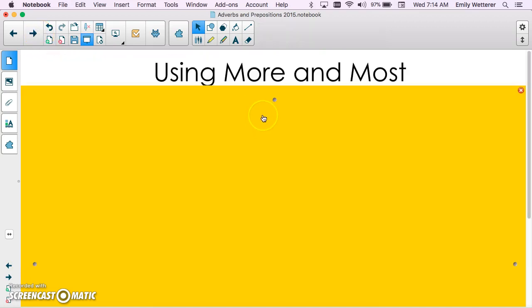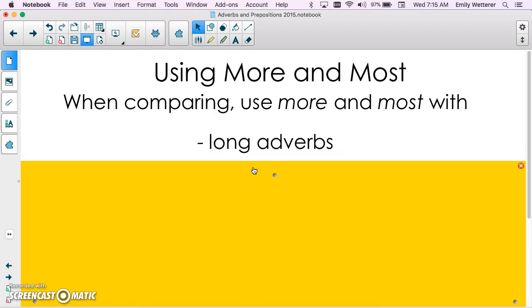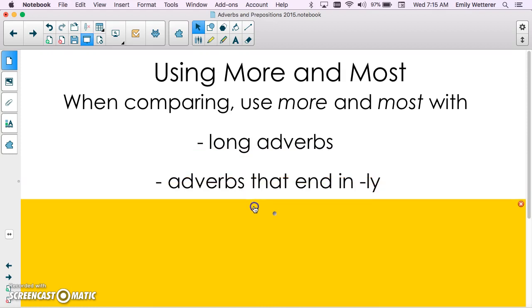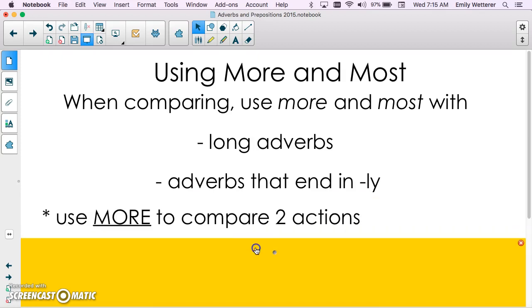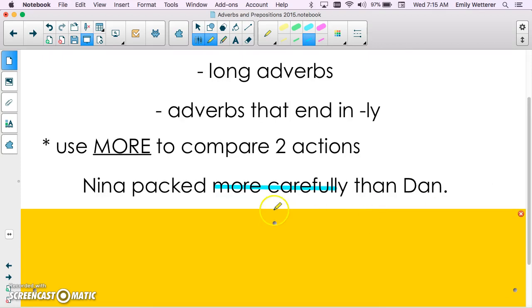However, if we have longer adverbs, we need to use more or most. So when comparing, use more or most with long adverbs, like I just mentioned, and also adverbs that end in ly. So again, you use more to compare two actions like this. Nina packed more carefully than Dan. We're comparing how Nina packed to how Dan packed, so it's more carefully. We would not say carefullier. I can't even say that.